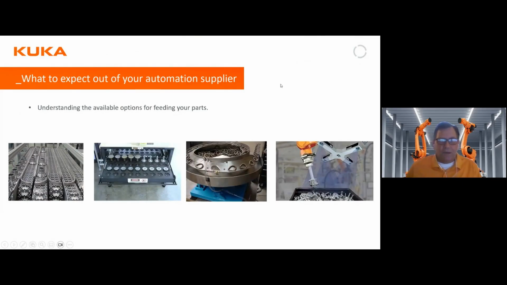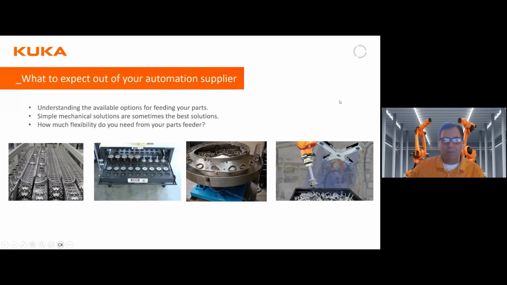One thing to consider is, what are the options available for feeding your parts? Sometimes, just a simple mechanical solution is the best solution. Really depends on the type of parts you're handling, the complexity, the variety of parts. Could be bowl feeders, could be trays, could be conveyor systems. On the high end, maybe it's 3D bin picking, for example. So the question is really, how much flexibility do you need in your parts feeder? More complex and generally the higher cost.